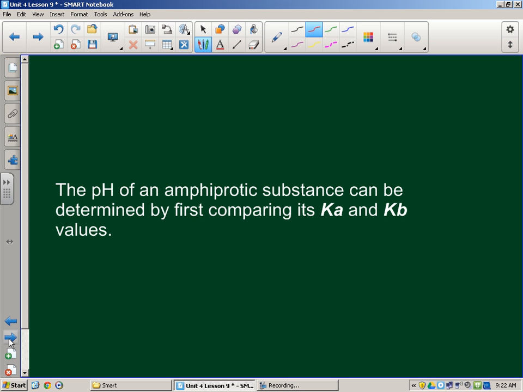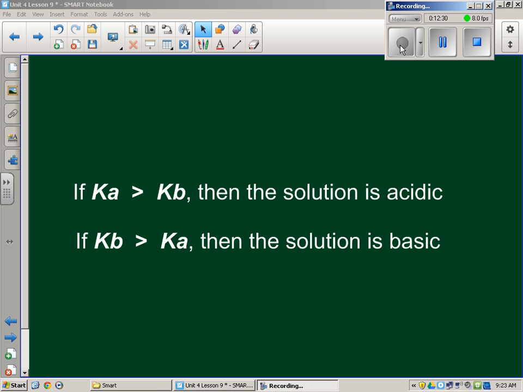The pH of an amphiprotic substance can be determined by first comparing Ka and Kb values. So I'll let you guys copy that down. Then we're going to do that. To compare them, if the Ka is larger than the Kb, then the solution will be deemed to be acidic. And if Kb is larger than the Ka, then the solution is basic. All right. And we'll take a look at that problem here. Nothing too tricky there, I think.